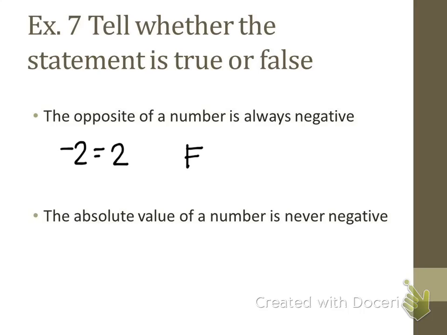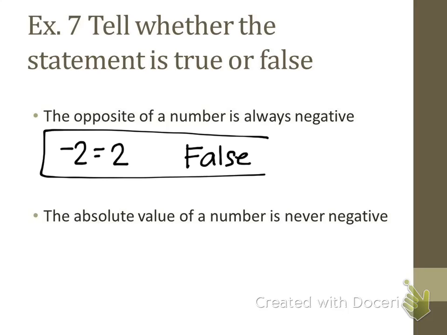So is that statement true or false? False. And this is my counter example right here. So I would box in this whole thing. I gave a counter example, and I know that this statement's false because I just proved it false. The opposite of negative 2 is positive 2. So the opposite of a number is not always negative. Sometimes it's positive. Okay, let's look at the next statement.